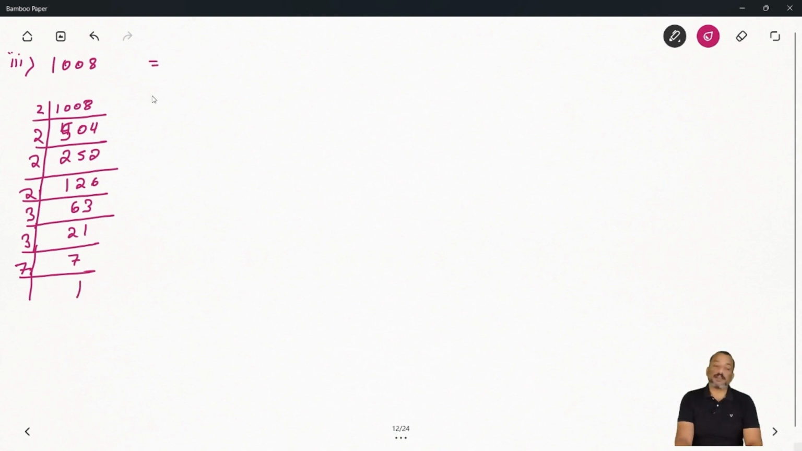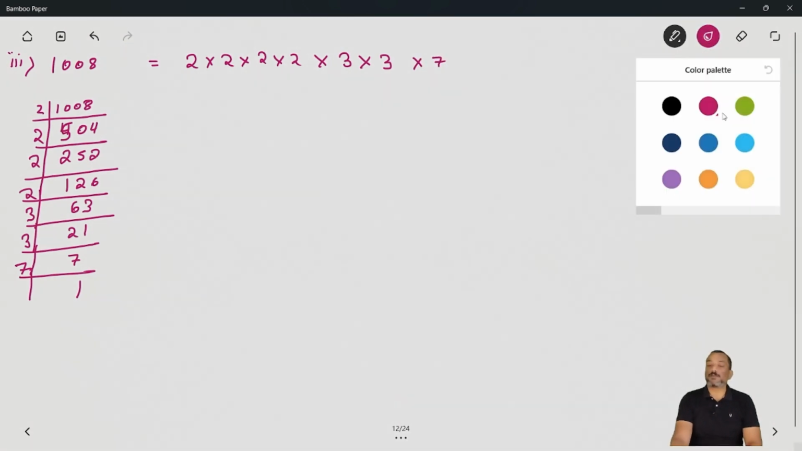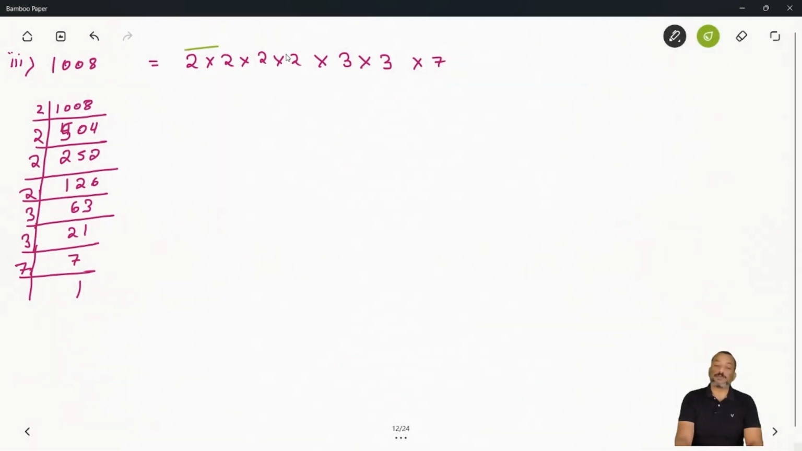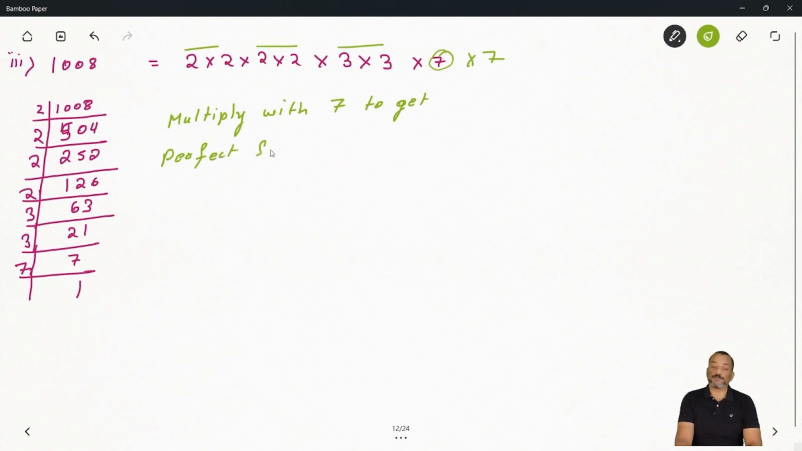So which means here you can write the factors. So 2 times 2, 2 times 2, 3 times 3, and 7. So you can see here the numbers that are coming in pairs. This is a pair, this is a pair, this is a pair, but this 7 is not in a pair. So which means we have to multiply by the unpaired number, that is 7. So we can say multiply with 7 to get a perfect square.